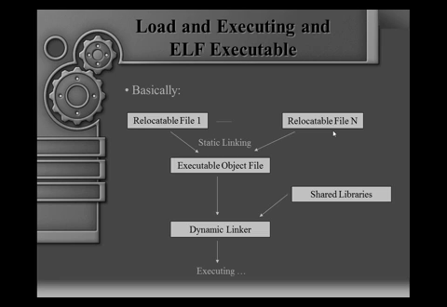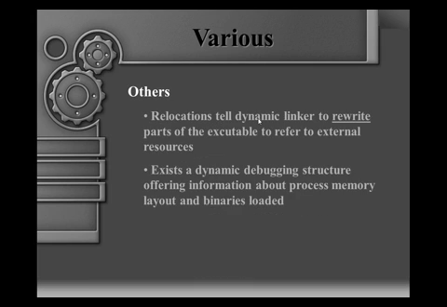So first of all there are relocatable files, a number of relocatable files, then static linking, which gives the executable object file. Then shared libraries are used, and that goes into the dynamic linker, then executing, that is executing the code. So this is how loading, execution, and ELF executables are used in a single object file.